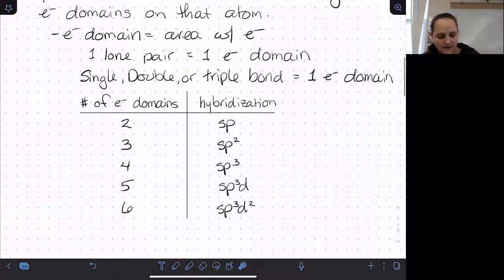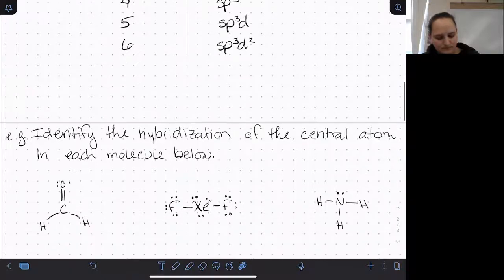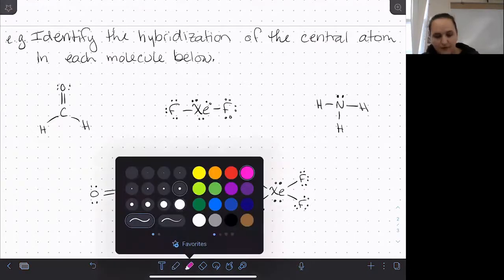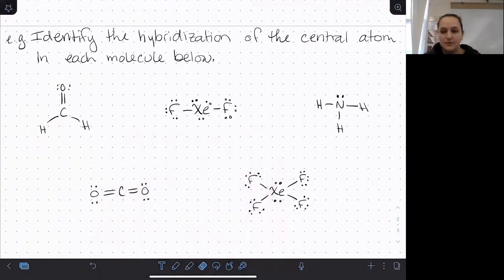So let's look at some examples. We are going to identify the hybridization of the central atom in each molecule below. So why don't you pause here and give this a try based on what we've talked about so far. Looking at each of these, it is just the central atom that we are interested in. So we don't need to worry about lone pairs on other atoms or anything else. It is just the central atom.